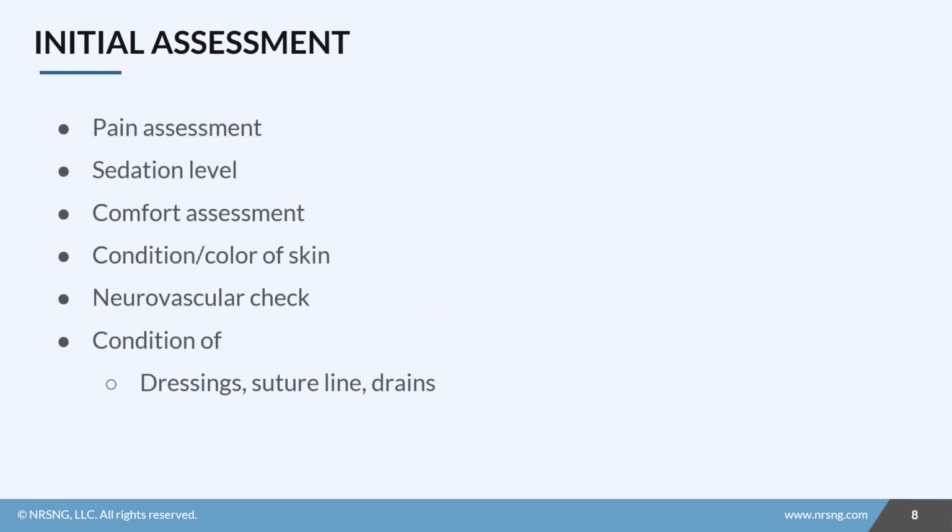Continuing on, assessing pain, sedation level, and comfort are all included in the initial assessment. Also, guys, the condition and color of the skin will be considered. A neurovascular check will be completed, especially if the surgery occurred on an extremity, which will include pulses and sensation of the extremity. Also, it's important for the PACU RN to verify the condition of the dressings, the suture line, and drains, as this could really indicate a serious issue if the drains are draining too much or the dressings are becoming quickly saturated.